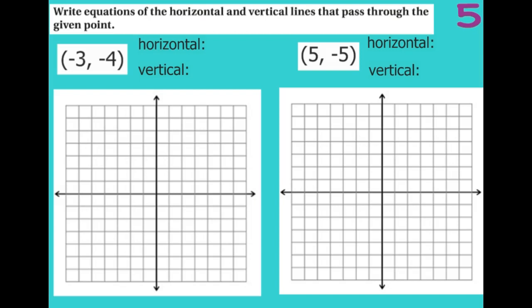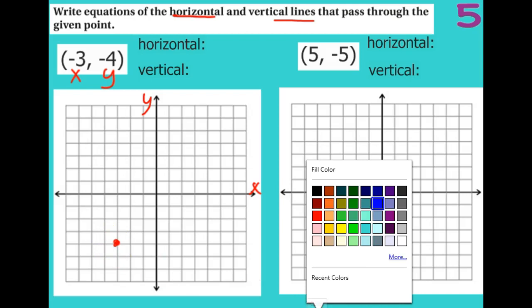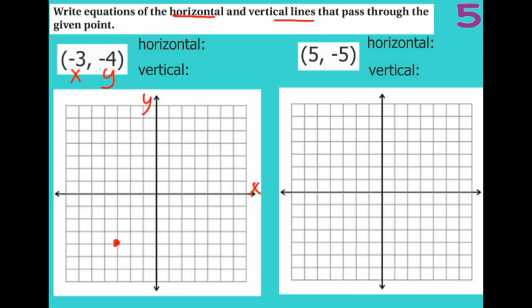Next, flip over to the next page. It says write equations of the horizontal and vertical lines that pass through the given point. So first, let's plot the point. Here's x and here's y. Same thing here. x is negative 3 to the left and y is negative 4. So they want the equation of the line that goes through this point. One horizontal and one vertical. So the horizontal line that would go right through here.